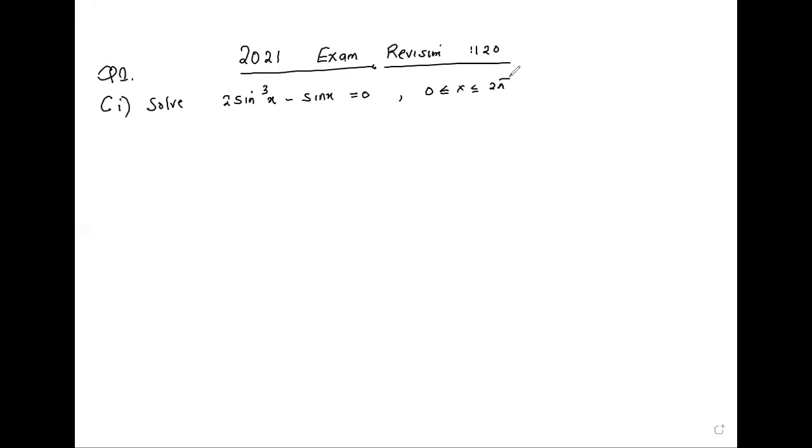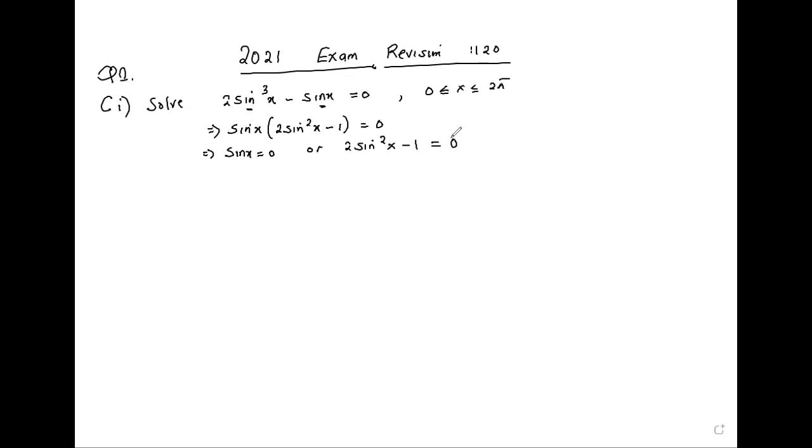So this is a trig equation. For any equation like this, the first thing you do is factor out what is common. So sine x is common. Then we remain with 2 sine squared x minus 1 equal to 0. This can only be 0 if sine is 0 or 2 sine squared minus 1 is 0.